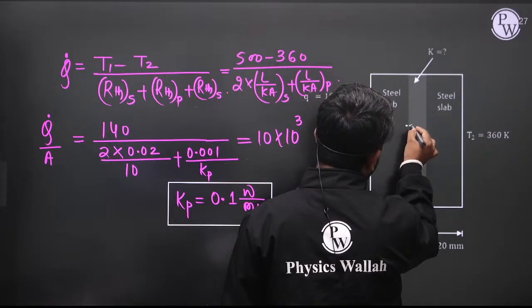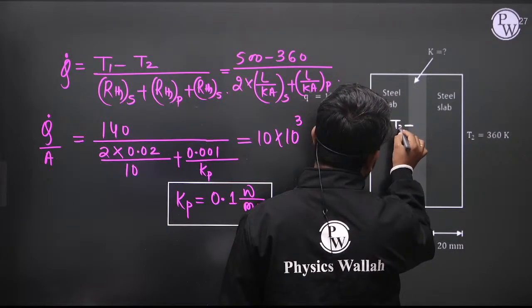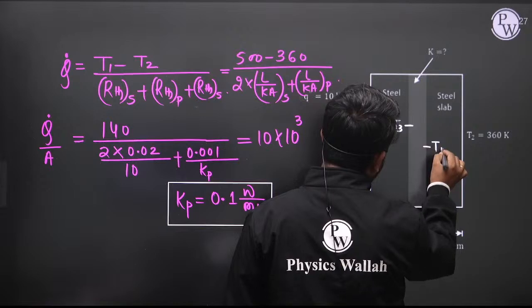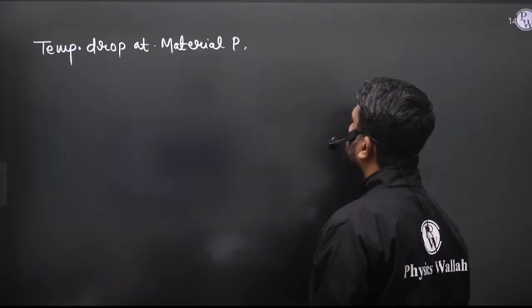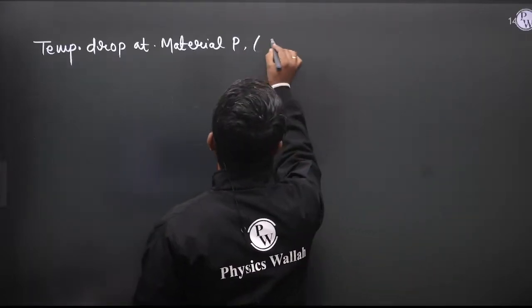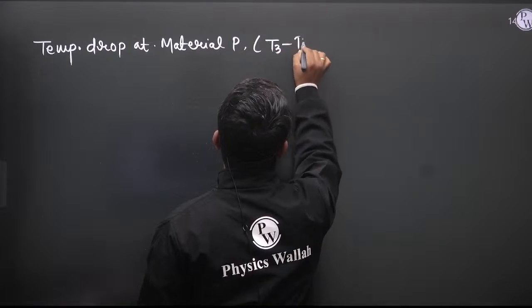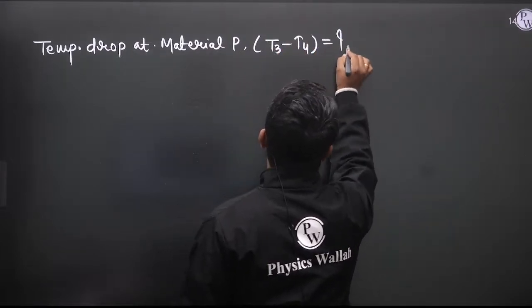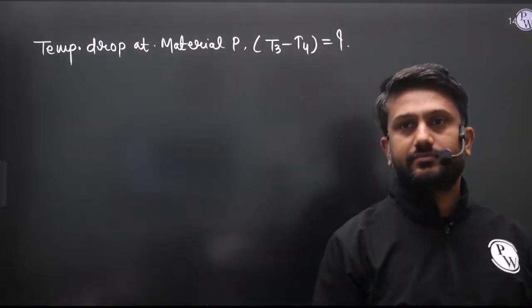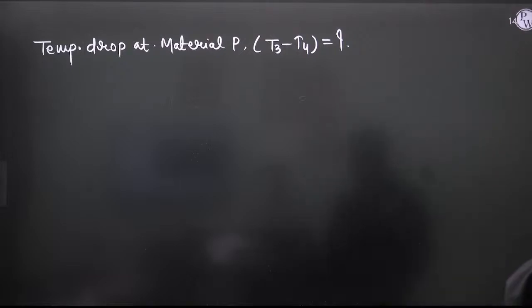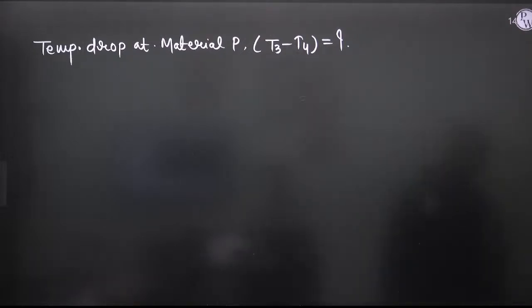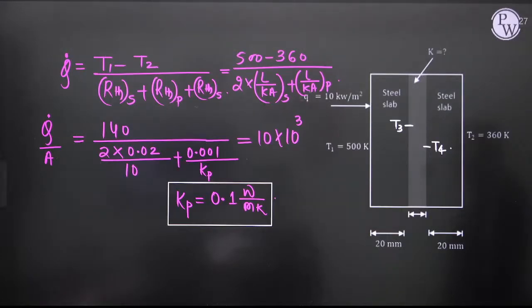is T2. Let us consider this temperature is T3 and here the temperature is T4. So what is the temperature drop at material P? That is T3 minus T4. Now tell me what is T3 minus T4. Simple, na? So flux is given. Right? Flux is given.